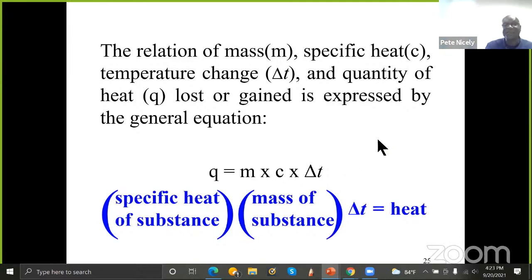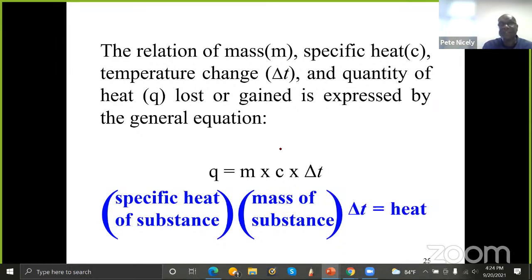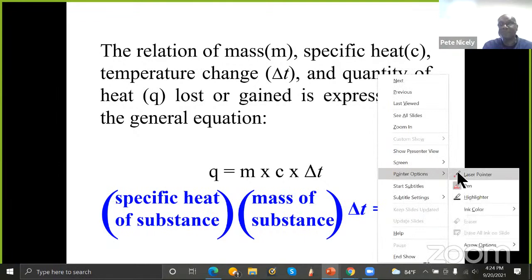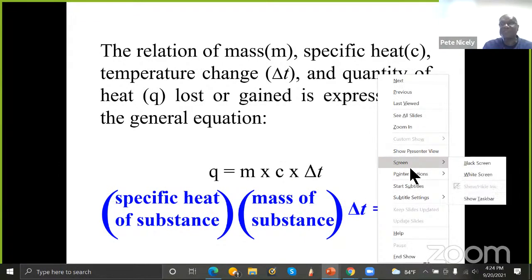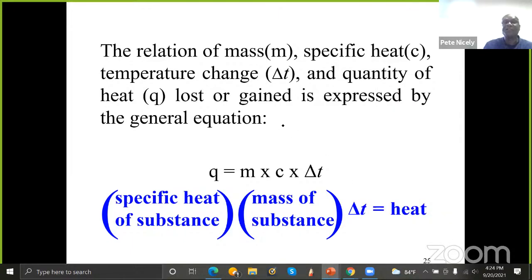And let me just say something here. Let me go to my pen again. Usually Q would be in joules, but it can also be in calories. M would be in grams, and delta T can be in Kelvin or degrees Celsius.